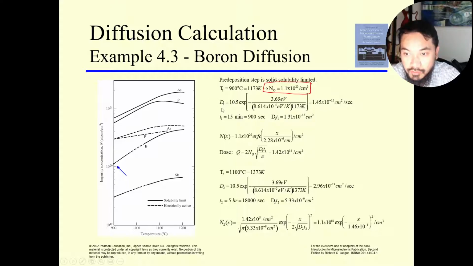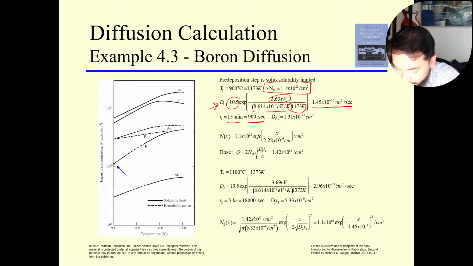Okay, and then you calculate your D. You know the equation for D. You plug in the value for D naught, 10.5 is for boron, and then 3.69 is the activation energy. For the temperature here, don't forget to convert it to Kelvin. And this is Boltzmann's constant. You get your D. D is constant. t is given to you as 15 minutes, which is 900 seconds. You can convert it to seconds if you want. And therefore, your Dt product is this.